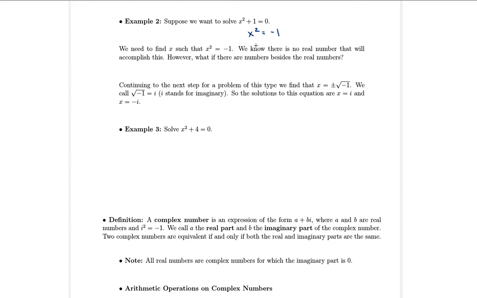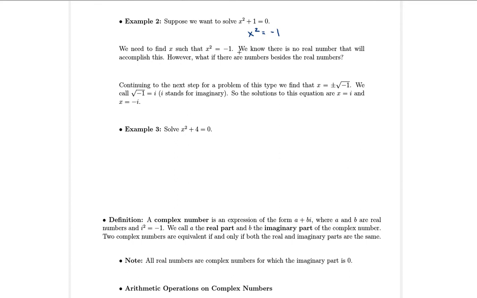But if you stare at that for a second, you realize that doesn't really make sense. You don't square a number and get a negative, right? Because a negative times a negative is positive, and a positive times a positive is positive, of course. And so you might, at this point, say no solution. And you'd be right about that if you were talking about only real numbers. But what this equation leads us to is the idea of an imaginary number.